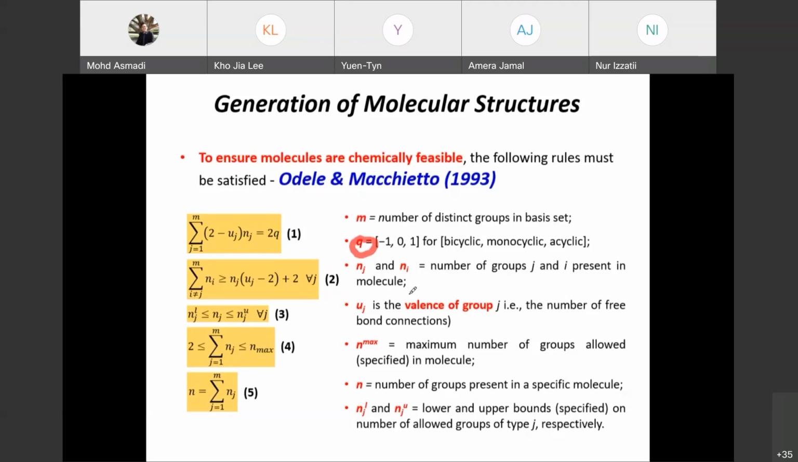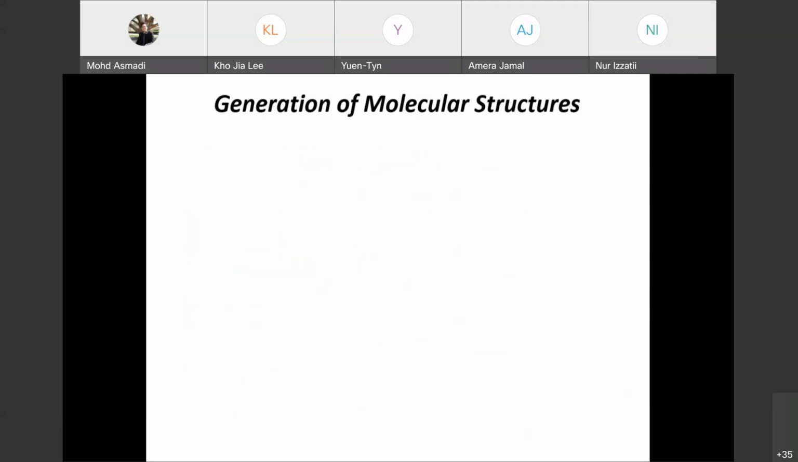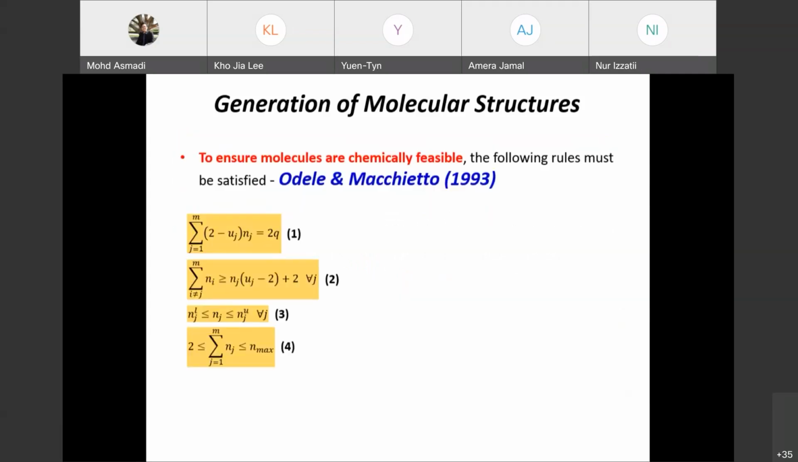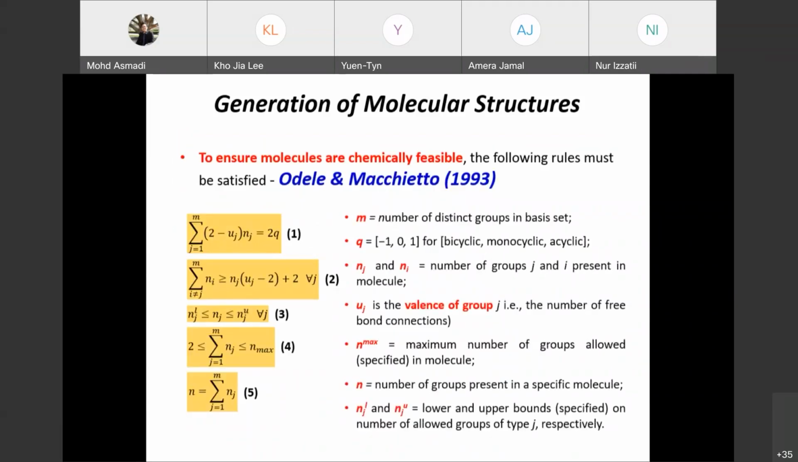And N max is the maximum number of groups allowed, meaning how many groups you can generate in a molecule. For example, it's already stated in the boundary that the maximum number is only 3. Maximum of 3 groups. That is the N max. N is the number of groups present in the specific molecule.